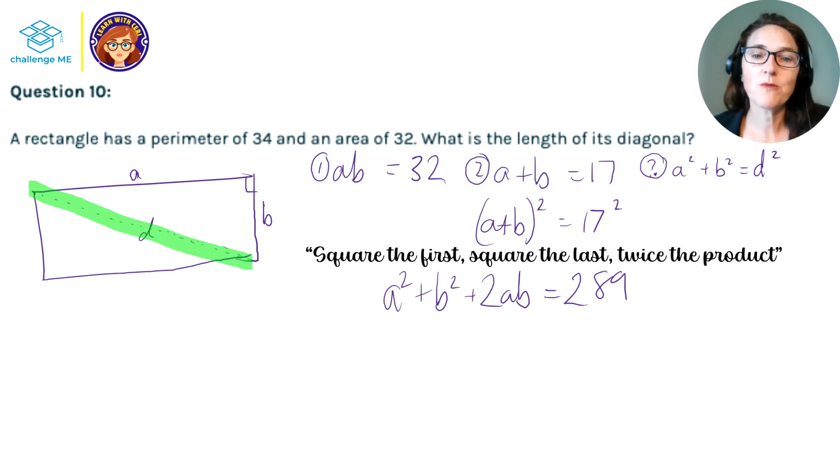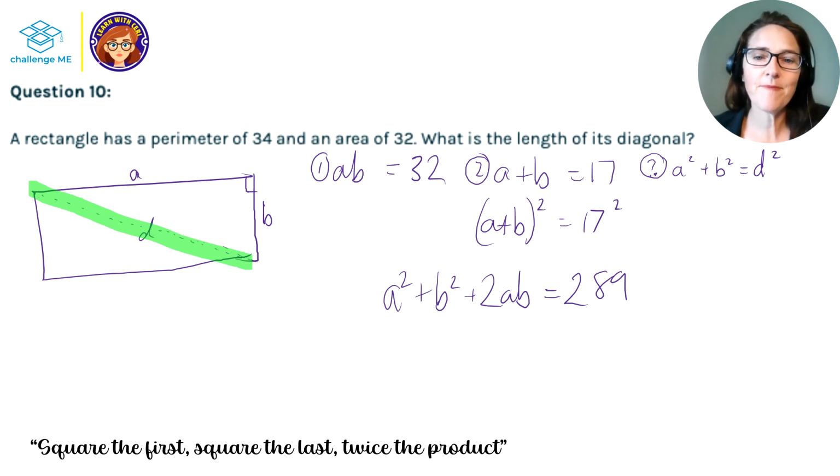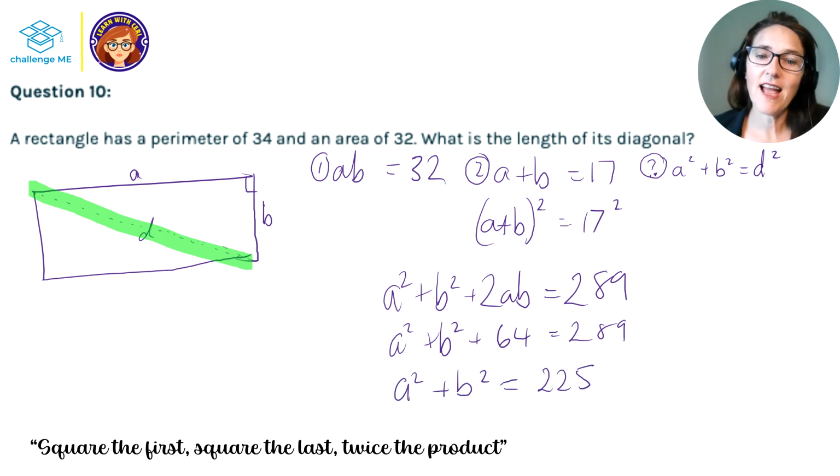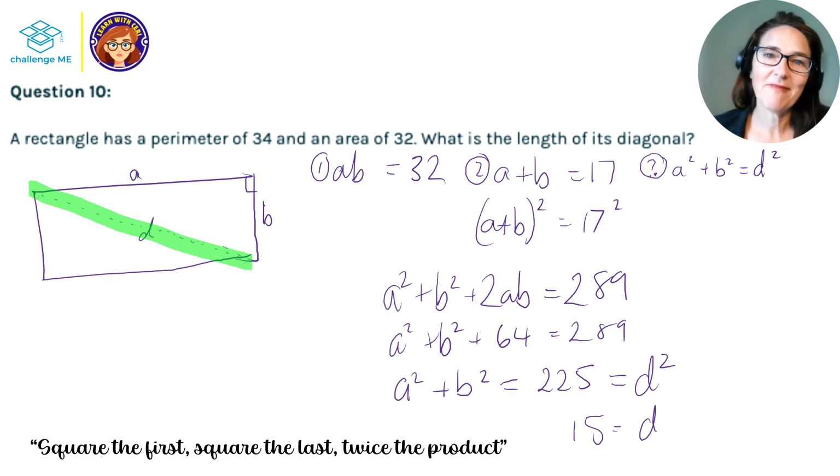Oh, that's good news because we were told what ab is equal to, and that equals 17 squared is 289. I'm just going to pop that over there and replace that ab, and therefore now I can subtract 64 from both sides, and I worked out that a squared plus b squared is 225. And that is equal to d squared. And it's also good news because 225 is a square number, and we now know that d has to be 15, and that's your solution.